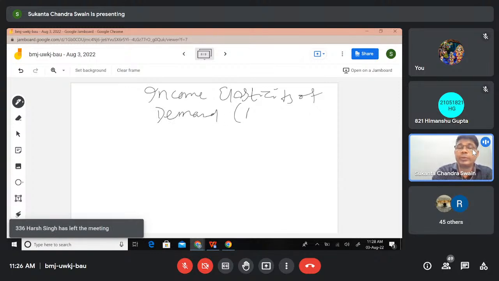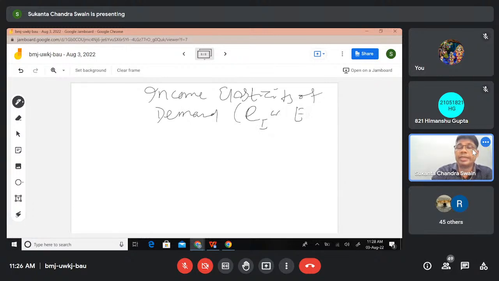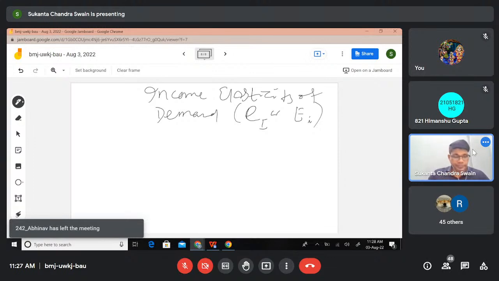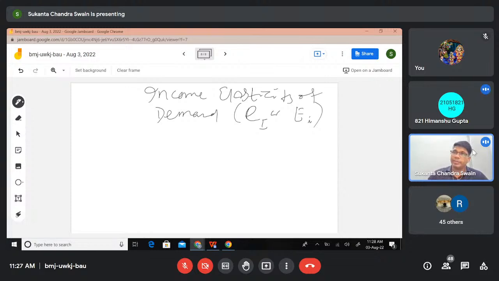And it is denoted as EI or E. Definition we know. Can anybody tell me the definition of income elasticity of demand? Somebody please. Please try.